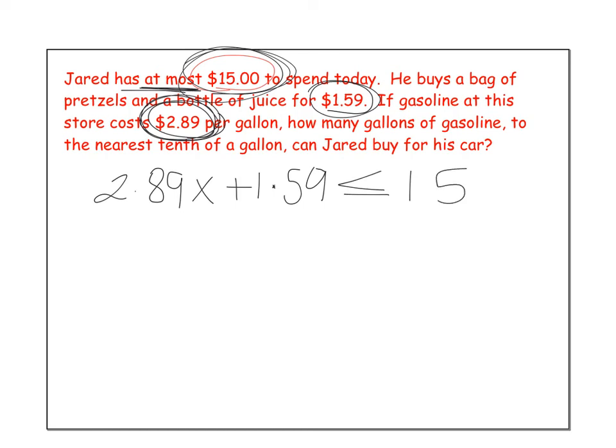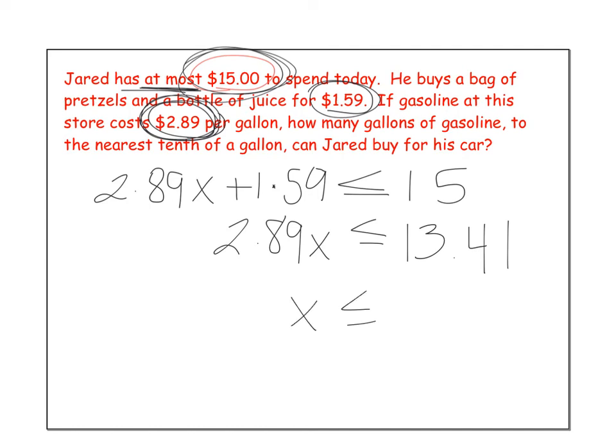So here's the two-step inequality that we can solve. Let's take $1.59 and subtract it from 15. So 15 minus $1.59, which is $13.41. And we divide both sides by 2.89, and it gives us approximately 4.6. So he can get approximately 4.6 gallons of gas.